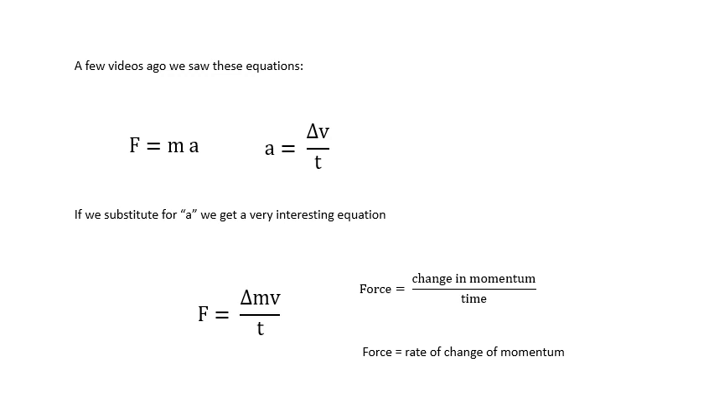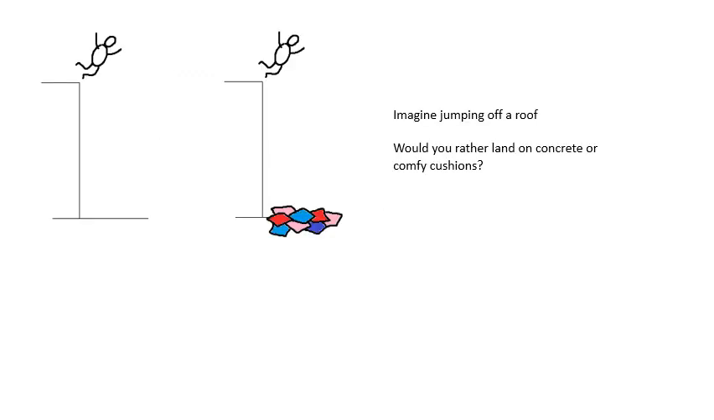So what? Well, look at this. Imagine you're jumping off the roof of a burning building. Would you rather land on concrete or on lots of comfy cushions? Personally, I would rather land on comfy cushions. Can you give me a scientific answer why?